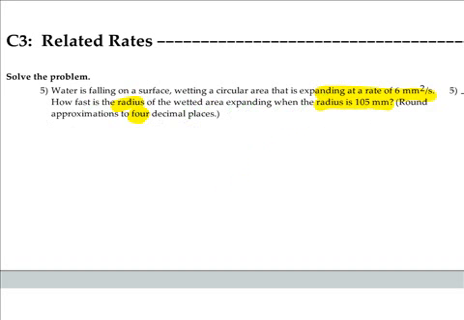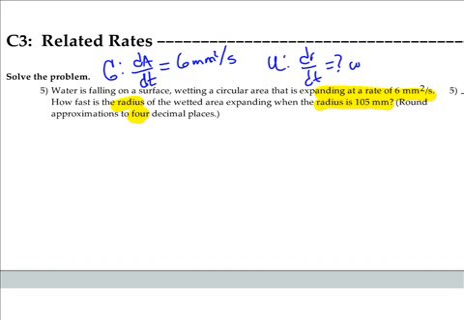So let's see. I'm given that the area is expanding, so that's dA dt at 6 square millimeters per second. And what they want to know, the unknown, is what's dr dt? That equals what when r equals 105?